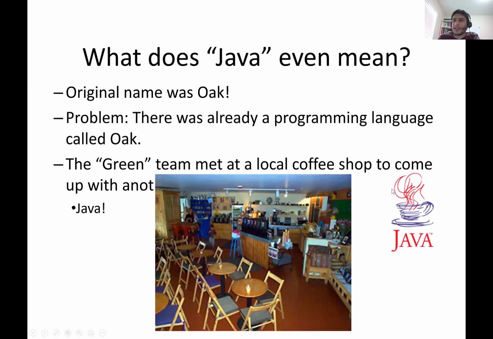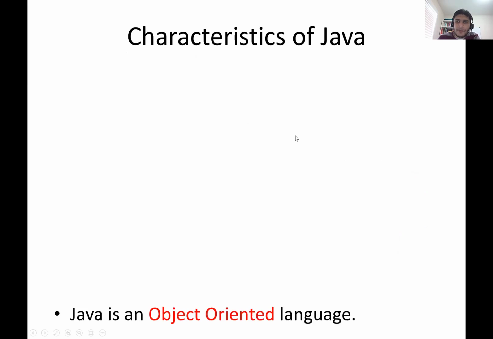So the reason they called it that has nothing to do with any technical feature of Java, or that it keeps you awake or anything. They just met in a coffee shop and needed a different name. They found that there was a programming language with the name they had, so they said, let's propose another name. We are in a coffee shop, let's call it Java, right? So this is a bit of funny history here.